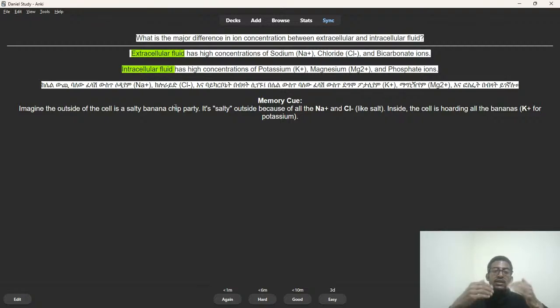So the memory clue is, for example, sodium chloride, which is like salty things. Also the salt is outside, right? So the salt is outside, and banana and potassium are inside. Good. It is easy.